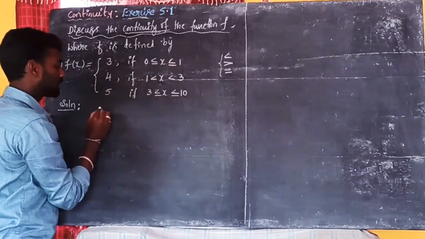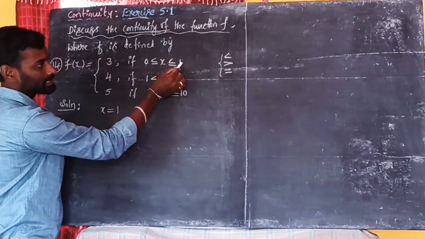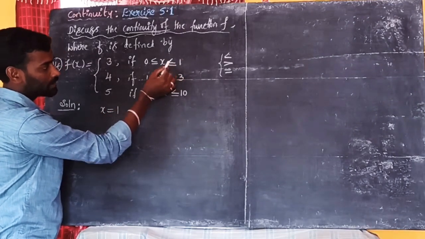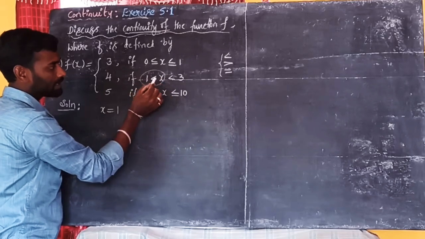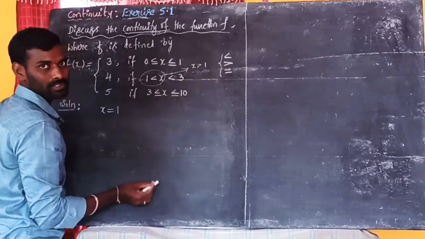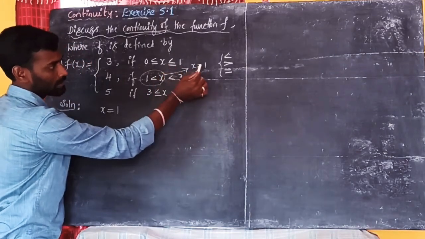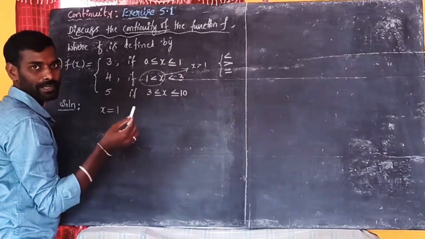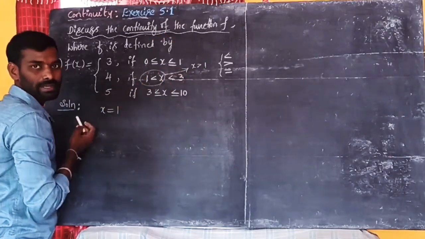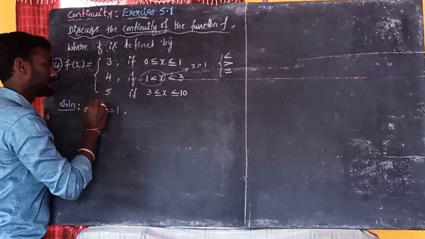Okay. Next, for x is equal to 1. Here observe, guys. X is equal to 1, less than 1. Here, 1 is less than x, which can be written as x is greater than 1. So observe now, for this 1, less than, equal to and greater than. So you have to consider this point. You have to check the continuity at this point, x is equal to 1. Okay, next, at x is equal to 1, that is 1 point.